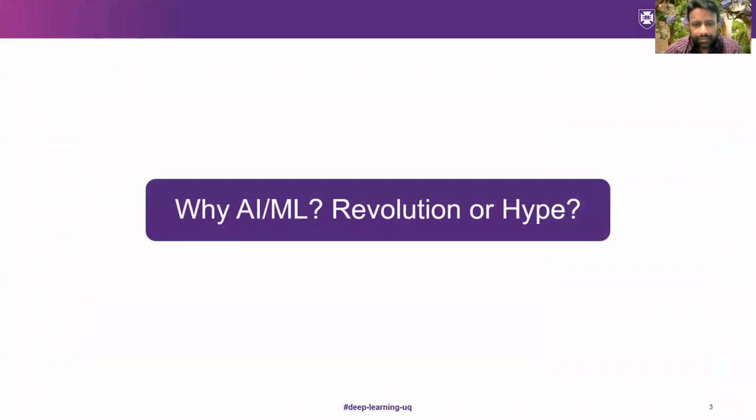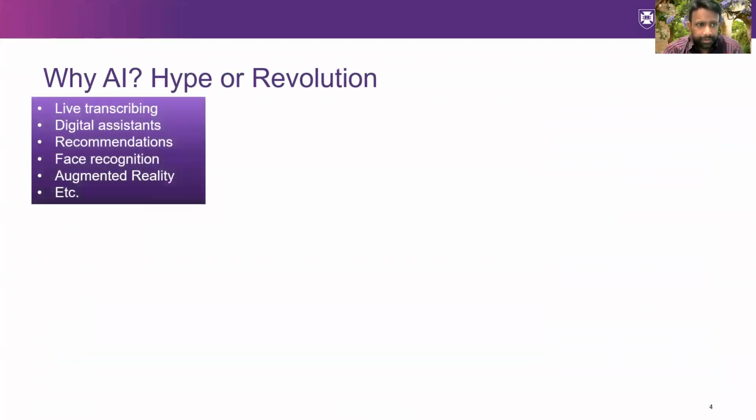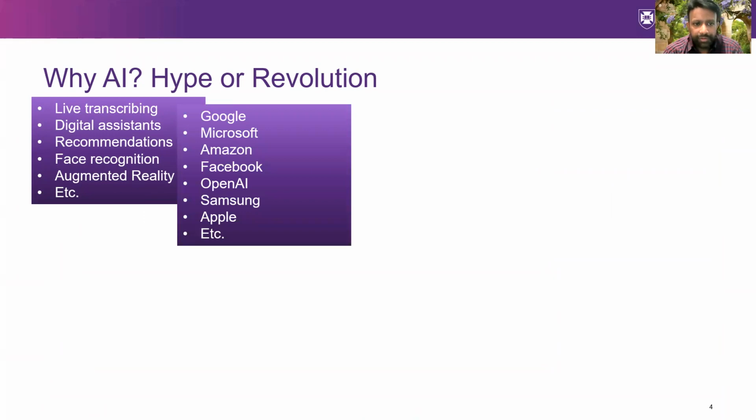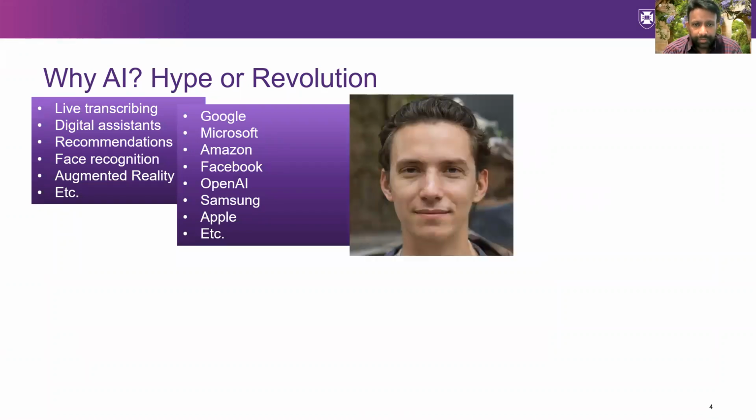So the first thing is, is it a revolution or is it just overhyped? So the stuff that you're probably using right now, live transcribing, digital assistants, those are all provided by all of these big companies, but they are tangible AI related technologies that you're probably using. So I wanted to start off by showing you this particular photograph of a human face.